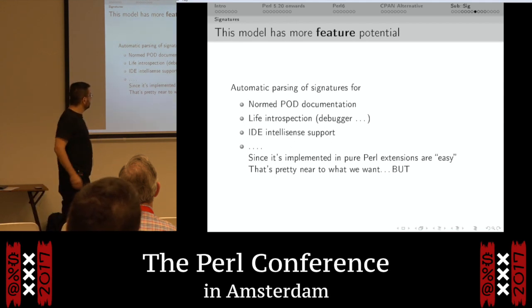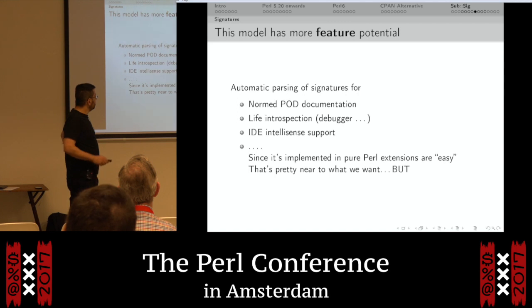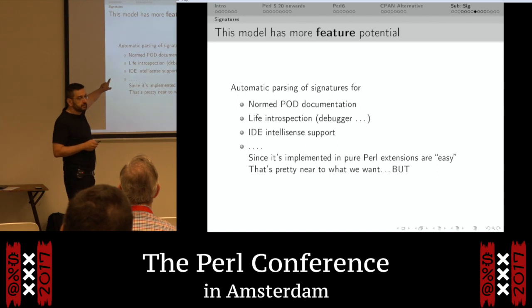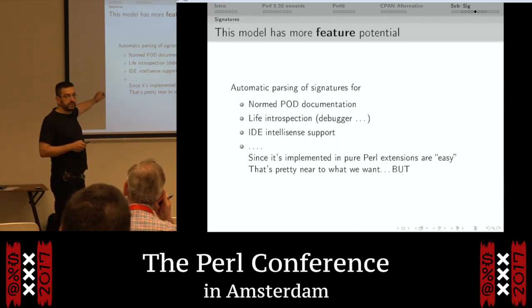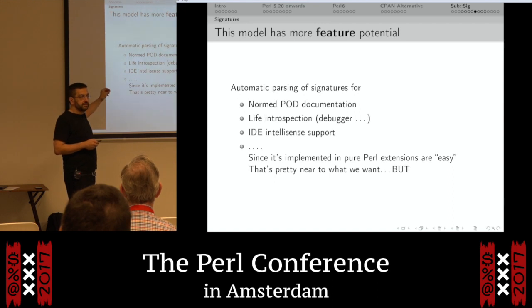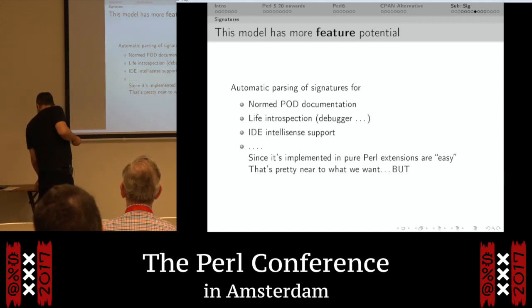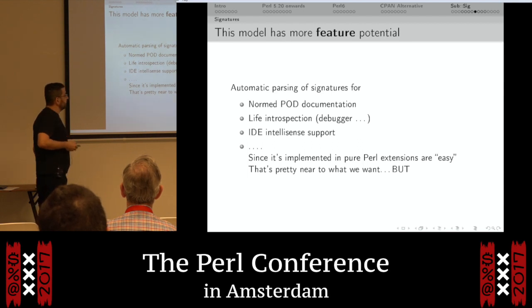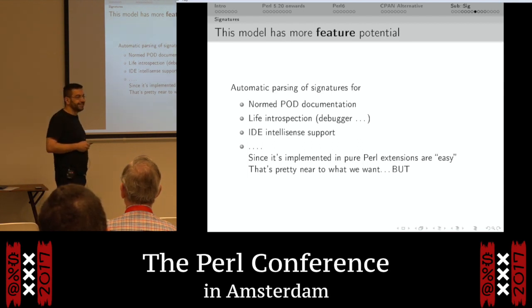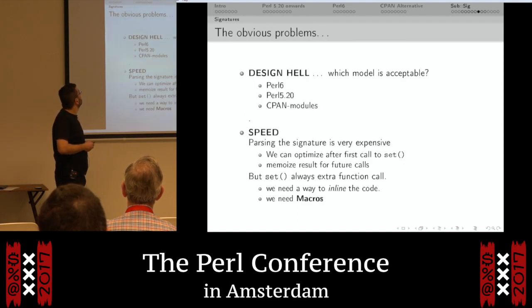Since all of this is implemented in pure Perl, extensions are easy. It's pretty near to what we want. I think that's an error in the slides, but do you believe me that it's much easier to add all these features now that it's implemented in pure Perl than if it's done in XS, C, or whatever? I mean, I talked to Lukas, just as a side note, about how he implemented pluggable keys. And he said he had long conversations with Reini. So you have these dependencies on other people who know the guts and can help you.